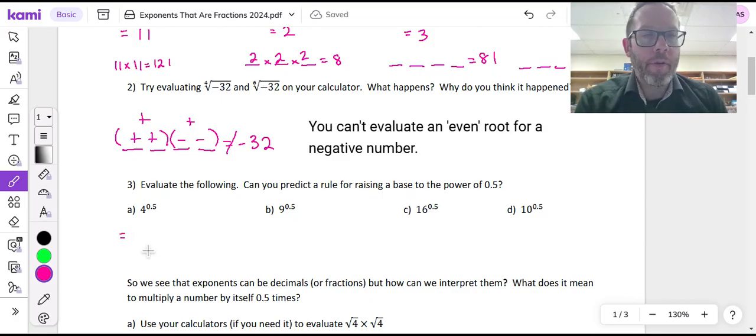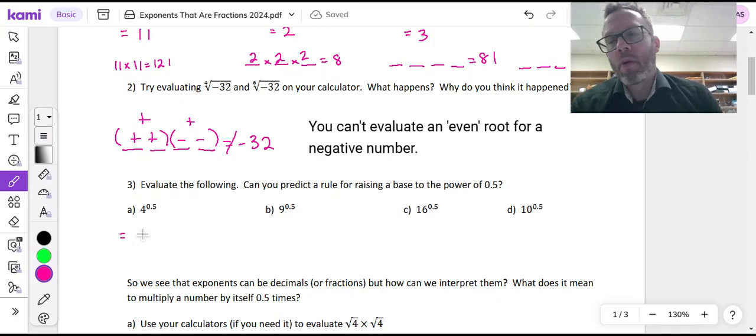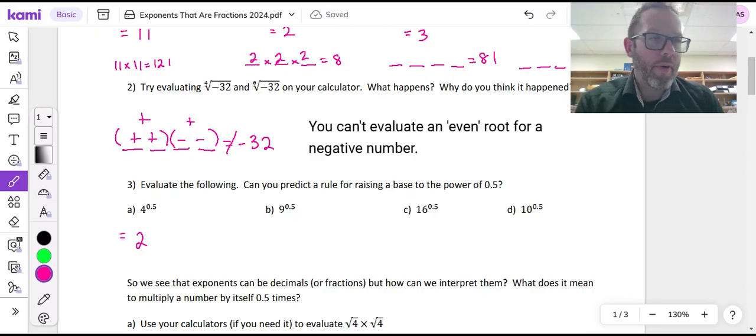When you do 4 to the power of 0.5, if we think about this, this is kind of weird, right? I know what 2 cubed means. To cube something means you multiply it by itself 3 times. How can I multiply 4 by itself half a time? That kind of seems weird. 4 to the power of 0.5 gives you 2. You can check that out in your calculator.